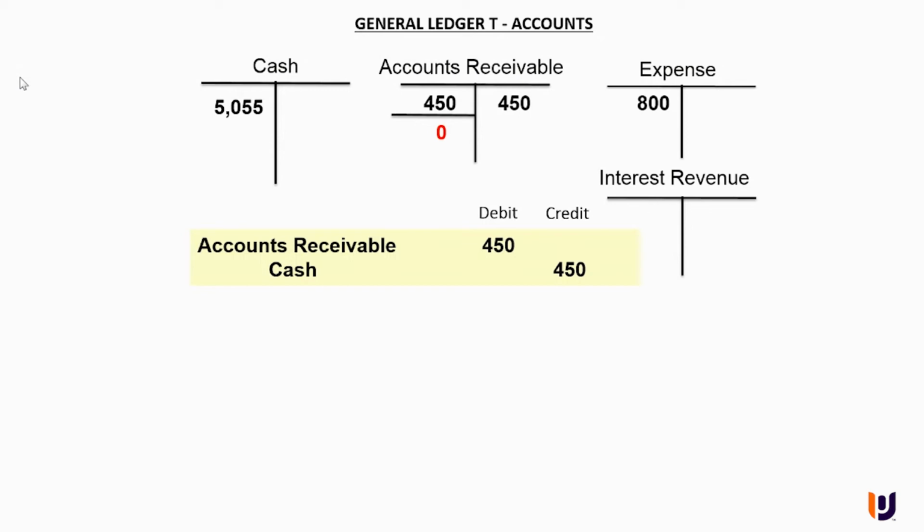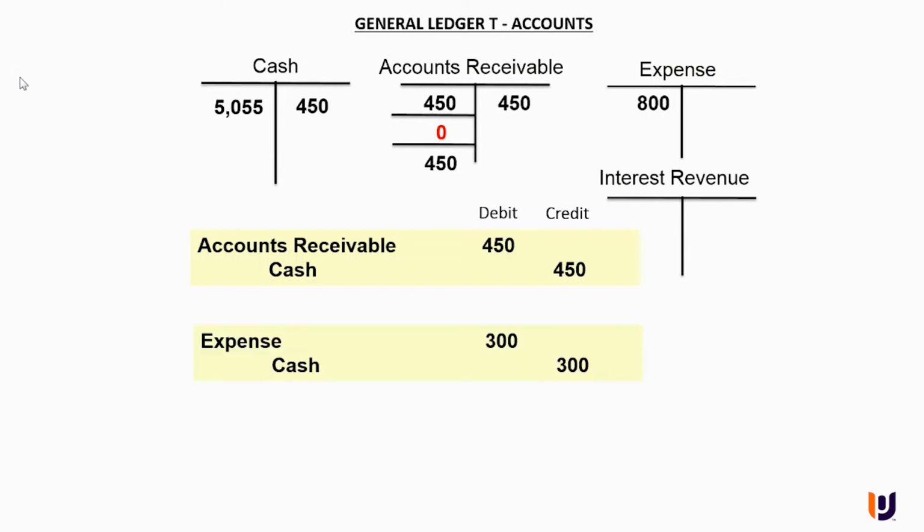Here's the non-sufficient fund check. We reinstate it as an accounts receivable, which will be a debit to accounts receivable, and we credit cash for $450 because we don't have that cash. Now you can see accounts receivable has the balance it should be, $450.